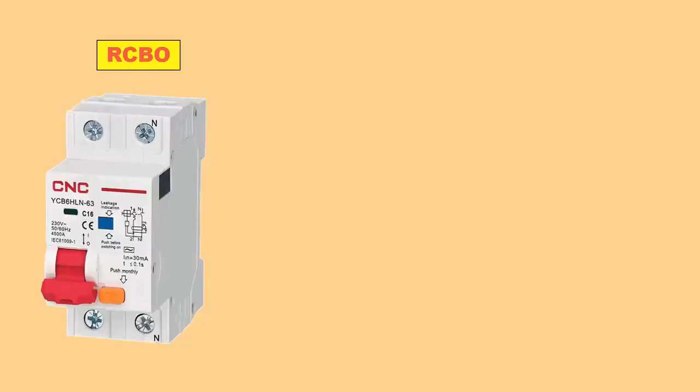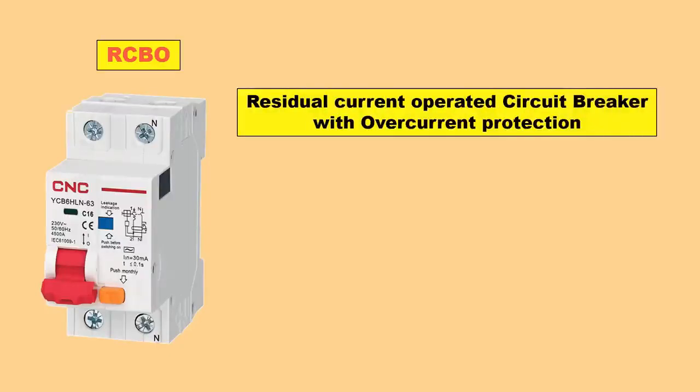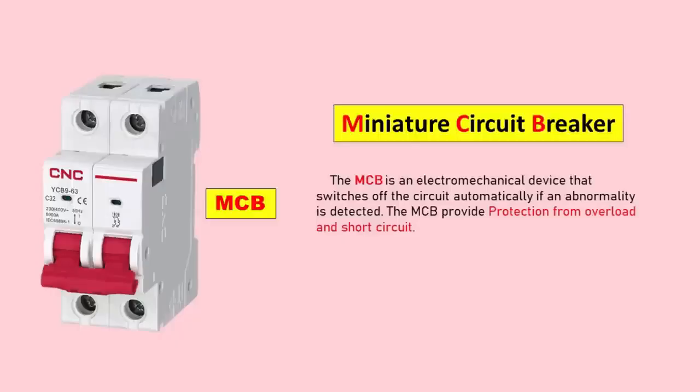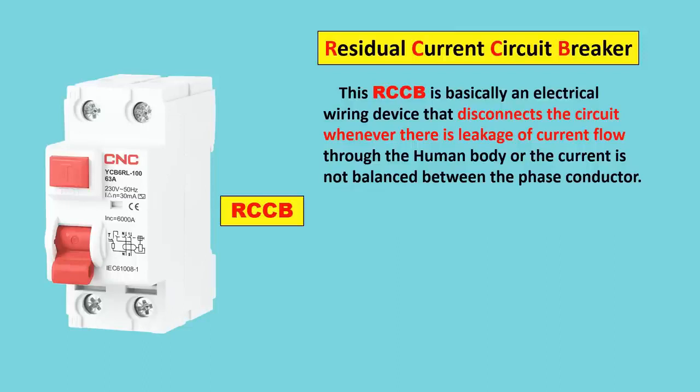Now here we have a RCBO. Full form of RCBO is Residual Current Circuit Breaker with Overload Protection. By listening to its name, you must have got an idea what is the working of RCBO. But I will explain everything. Like I told you in the starting that the MCB provides us protection from overload and short circuit. After this I told you that the RCCB provides protection from earth fault.